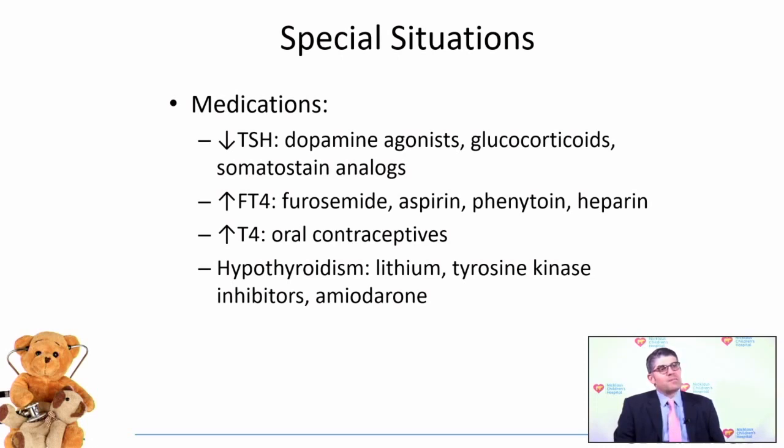And medications. We know that dopamine agonists, glucocorticoids, and somatostatin analogs, used for people with inflammatory bowel disease or some tumors, produce low levels of TSH. Furosemide, aspirin, phenytoin, and heparin produce higher levels of free T4. And the most common that we see in adolescents is high levels of total T4 or T3, and that's secondary to birth control pills. And there are medications that are well known to produce hypothyroidism: lithium, tyrosine kinase inhibitors, and amiodarone. Amiodarone can produce hypothyroidism and also hyperthyroidism depending on the iodine levels of the patient.